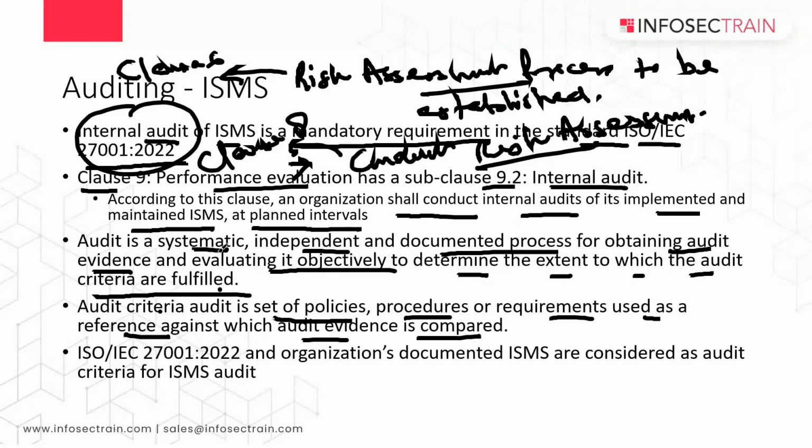The risk assessment process or procedure will be an evidence. And the criteria would be clause 6 requirement. So ISO/IEC 27001:2022 as a standard and organization's own documented ISMS will be considered as audit criteria for any ISMS audit.